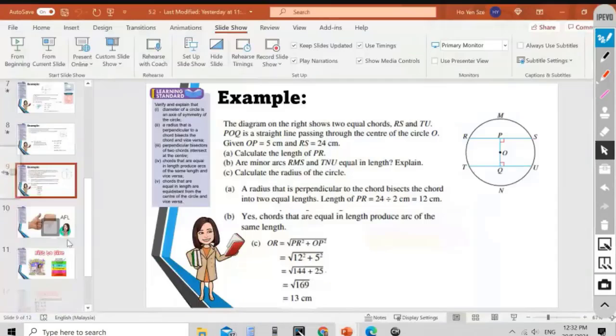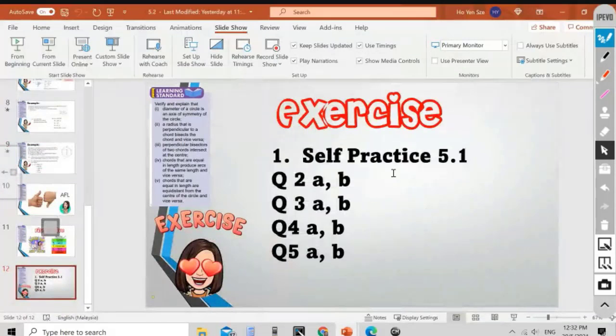Before I forget, one more thing. Your self-practice exercise for 5.1: do question number 2 AB, 3 AB, 4 AB, and 5 AB. This is the exercise for today. When you do the exercise, at the same time I want you to make a short video for each question, showing me how you do it. Then I will ask you to share it in the Google Classroom. And that's it for the class today.